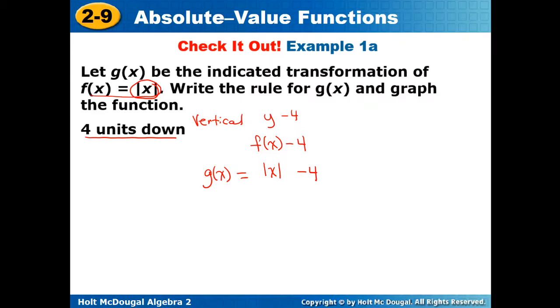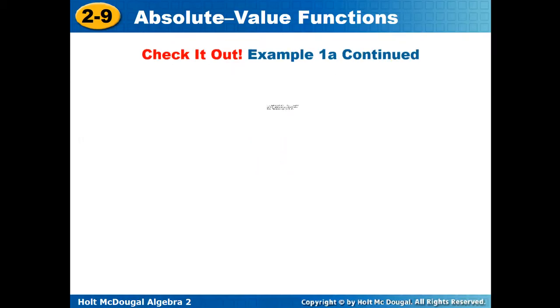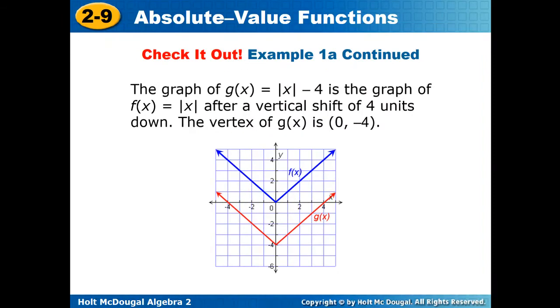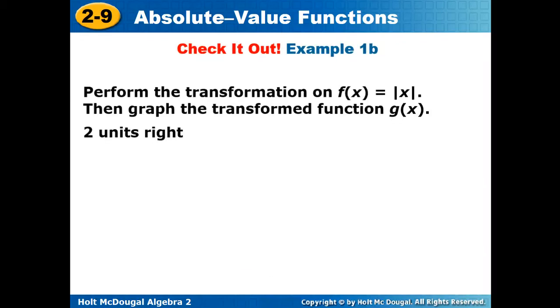So our new function is g of x equals absolute value of x minus 4. So let's look at what the graph of that would look like. We're just going 4 units down. So here is our parent function, and quickly went on down. So our new function is just 4 units down. All right, perform the transformation on f of x, then graph the transformed function g of x 2 units right.